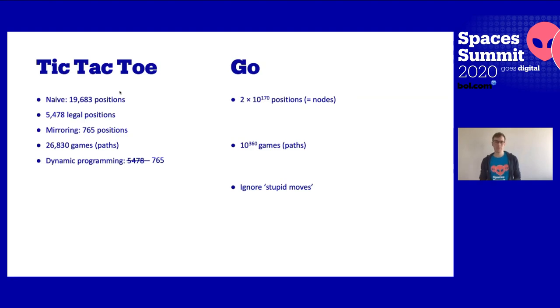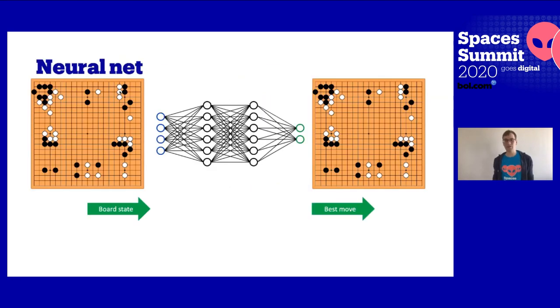So there's one trick that we use in AI, and that's ignore stupid moves. So how do you know if something is stupid? You train a neural network. Training a neural network is something we do a lot in AI.